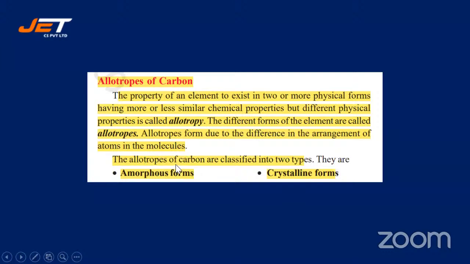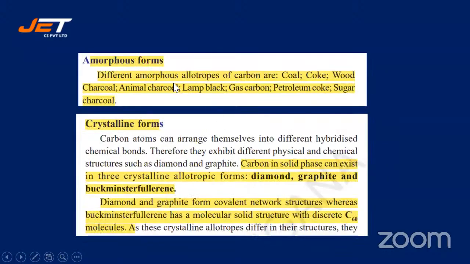So allotropes of carbon are classified into two forms. One is amorphous form and another is crystalline form. Coming to the amorphous form, different forms of amorphous allotropes of carbon are coal, coke, wood charcoal, animal charcoal, lamp black, gas carbon, petrol coke, sugar charcoal.